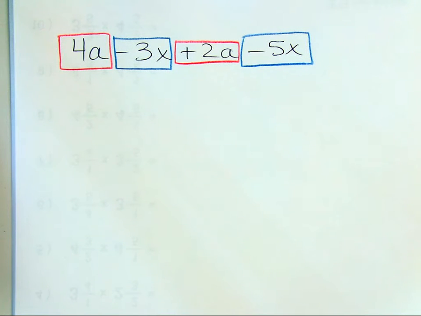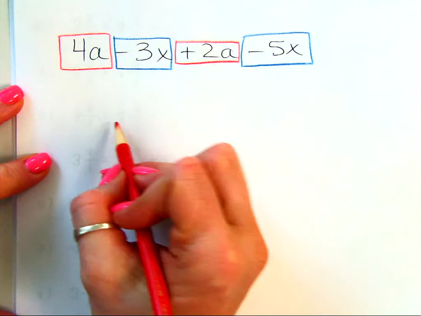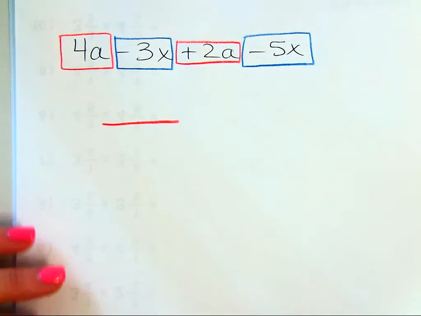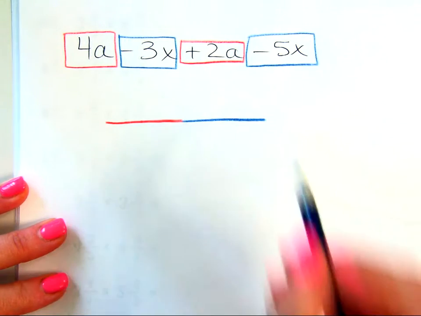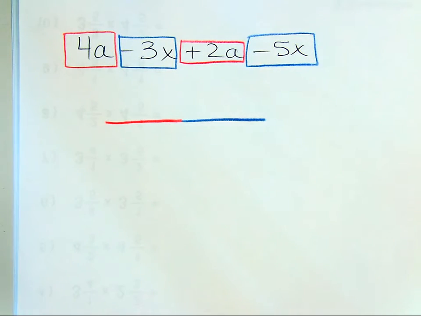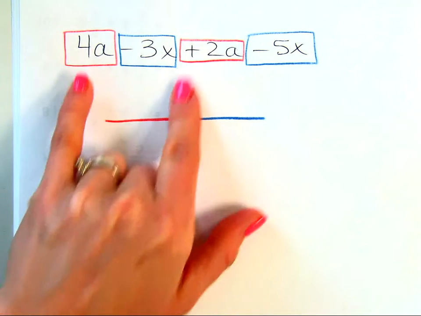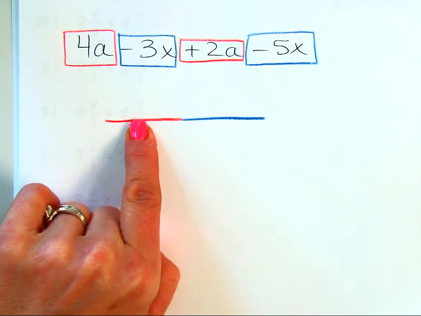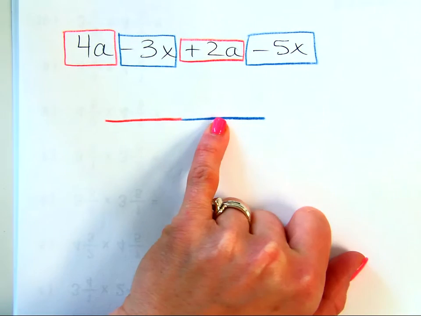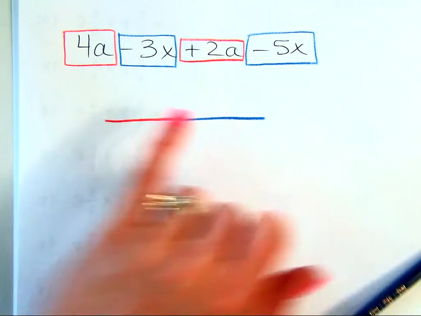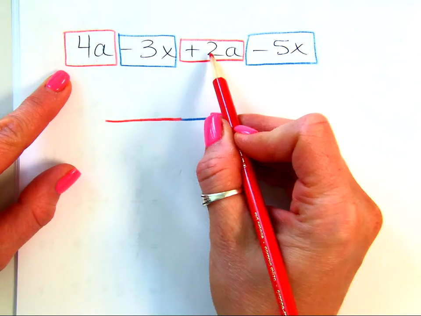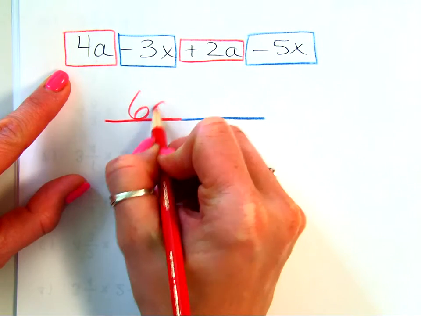Okay? So then here's the cool part. Here's how you do your answer. I need to talk about this real quick, okay? Usually you go in alphabetical order. So I'm going to draw a blank red line, then I'm going to draw a blank blue line, and then I want to take the answers for my red like terms here and my answers for my blue one here. Okay? When I add 4 a's plus 2 a's, I get 6 a's.